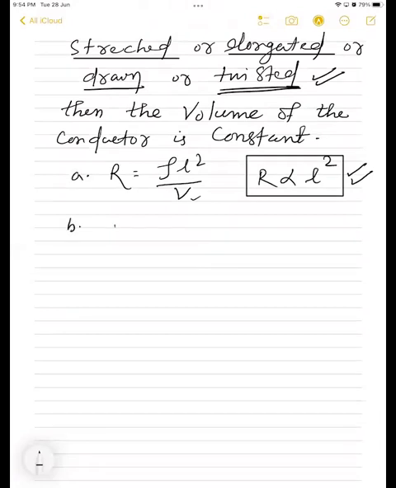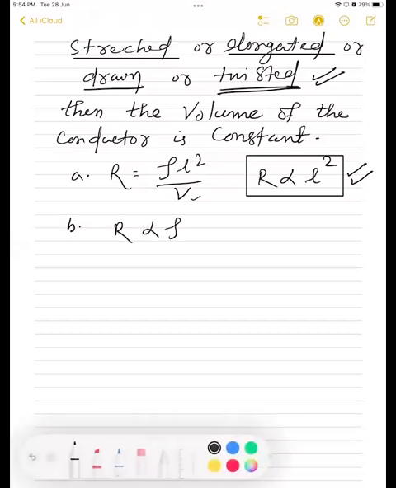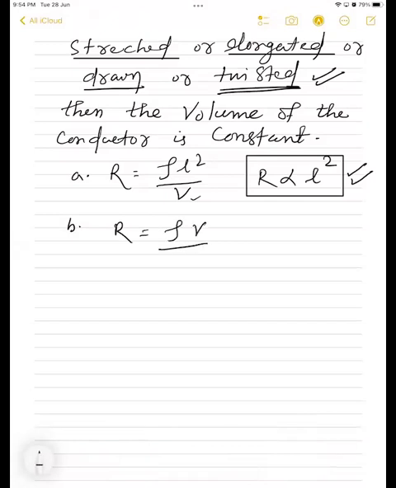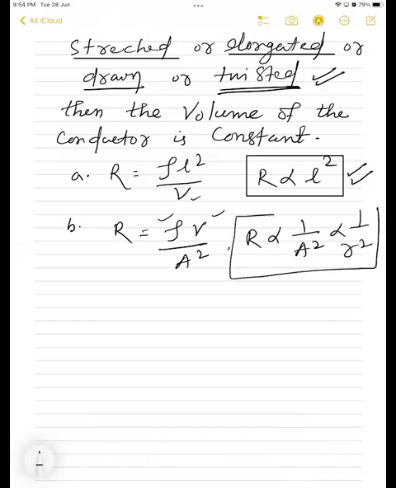Another one. Resistance proportional to rho V by S square, if you take it that way. Rho is constant, V is constant. So you can write R is proportional to 1 by S square, or R is proportional to 1 by R to the power 4, if volume is constant. Getting my point or not, students?